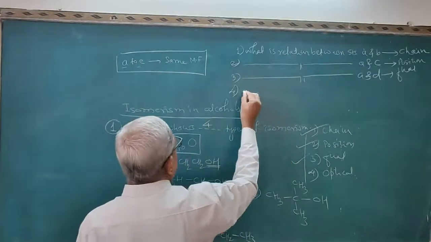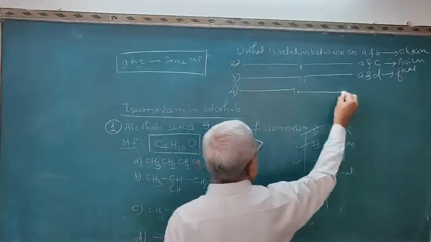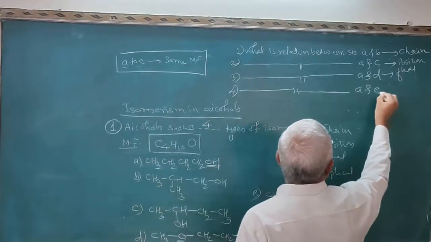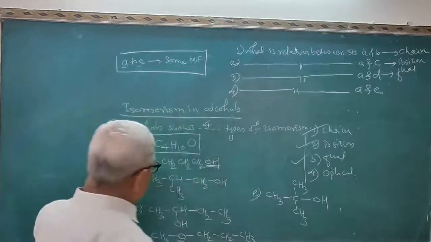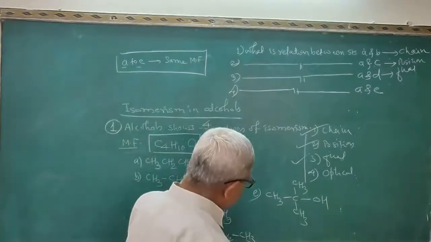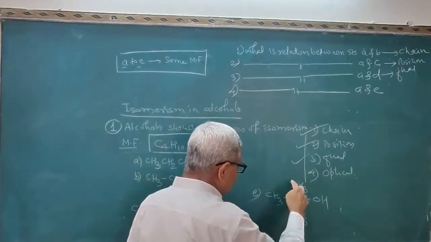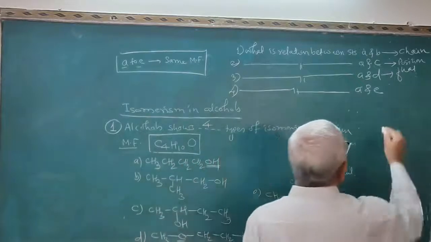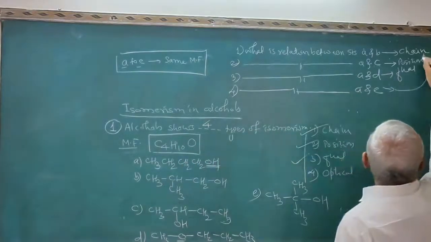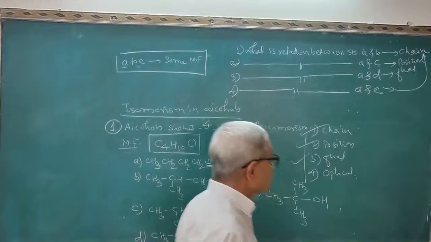Fourth one, what is the relationship between A and E? See here the structure A, 4 carbon atoms. In this case, there are 2 side chains. Therefore, again, this is the example of chain isomerism.